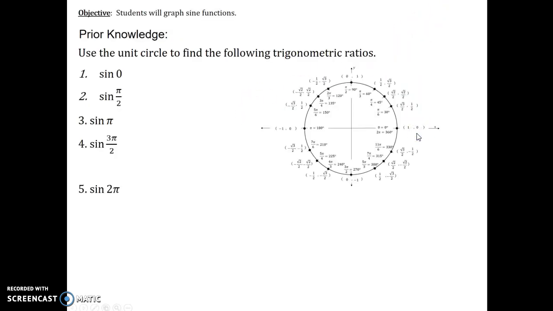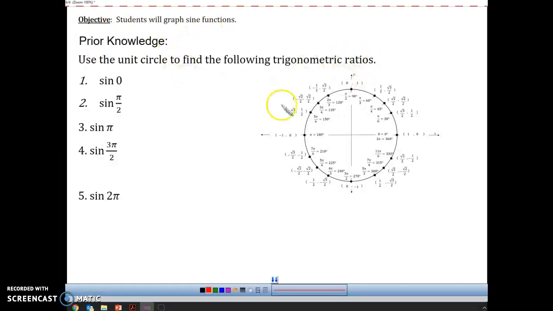So I want to start out talking about the sine function with your prior knowledge of the sine function in the unit circle. Remember that in the unit circle, the sine function, or sine of theta, is equal to the y value of the coordinate for that given angle. So if we look at the value of sine of 0, at angle 0, the y value is 0. So the output for angle 0 is 0.